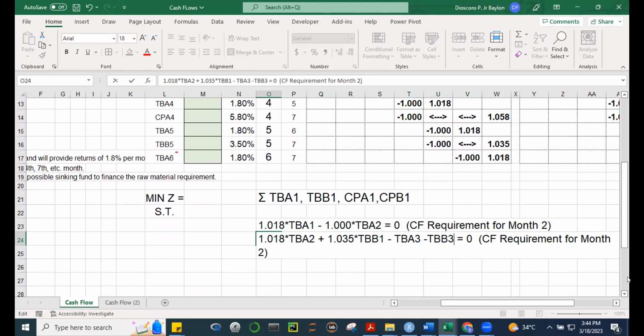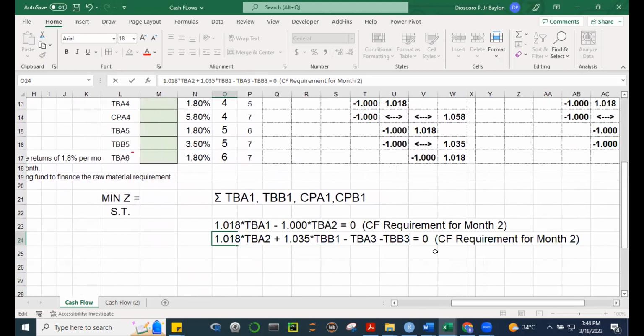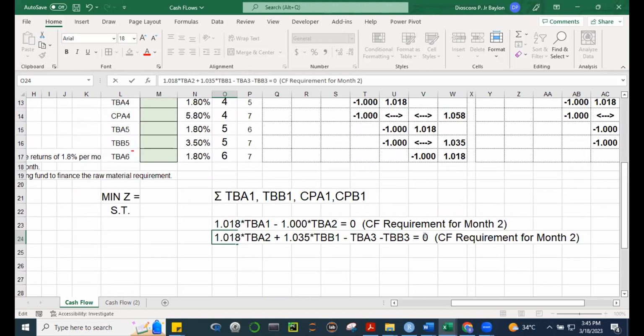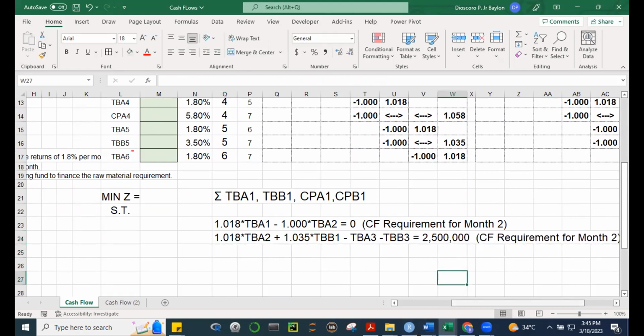Okay, this is our equation. These are our inflows: 1.018 TBA2 plus 1.035 TBB1, and then minus TBA3 minus TBB3, and that will be equal to what? Yes, it will be equal to 2,500,000. 2.5 million. Right? Okay, what does this mean?